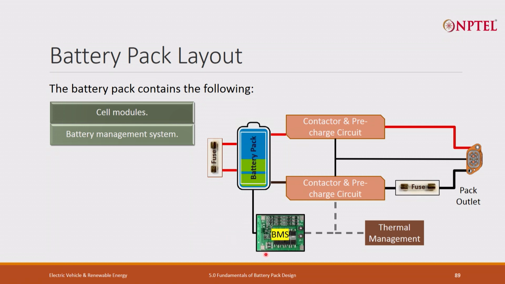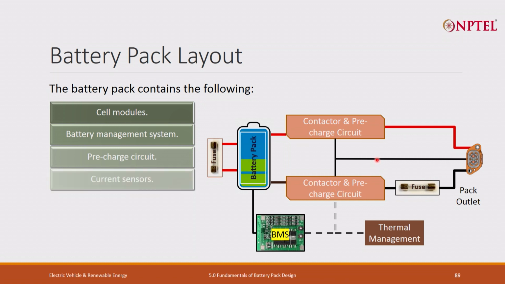Then we have a battery management system. Then we have a pre-charge circuit here. We will discuss in detail what the pre-charge circuit does. Then we have current sensors in this path, where the energy goes out. Then we have a service disconnect. So either it could be a switch which can disconnect the battery, or you can disconnect the fuse. So we have a fuse here, you have a fuse here. Sometimes you will have only one fuse, sometimes you will have no fuse also.